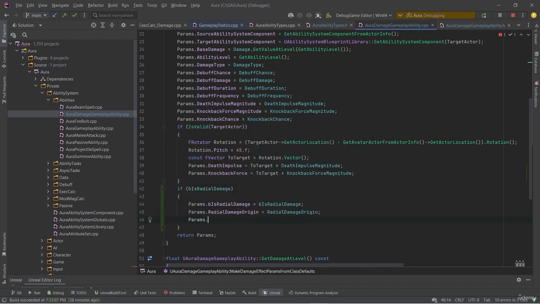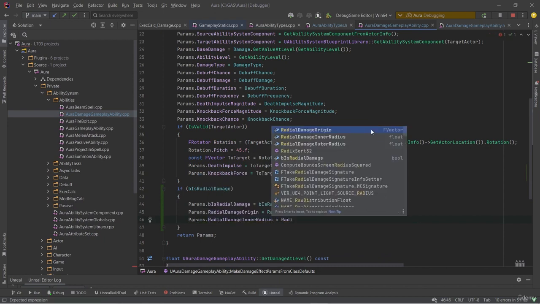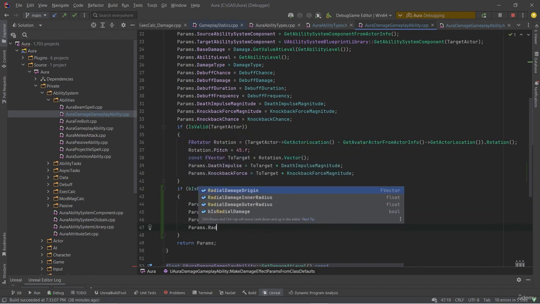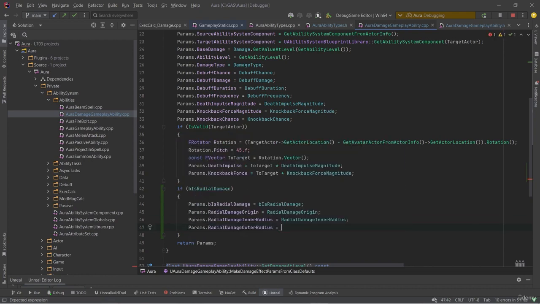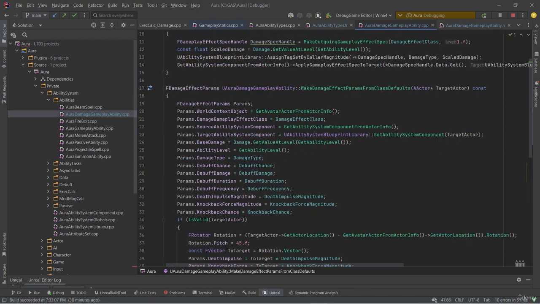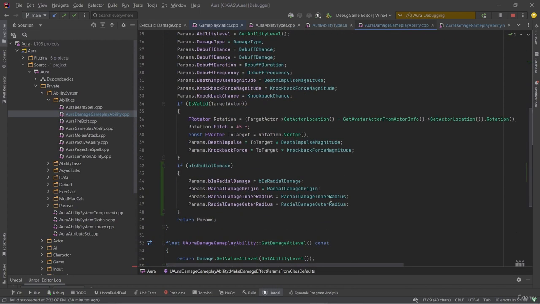We'll set that to radial damage origin. And 2 more, params dot radial damage inner radius. We'll set that to radial damage inner radius. And params dot radial damage outer radius. We'll set that to radial damage outer radius. And now our function for making these params sets them based on the ability class itself, and then we can carry those along whenever we need to apply a gameplay effect.